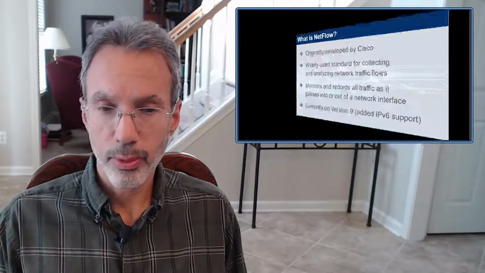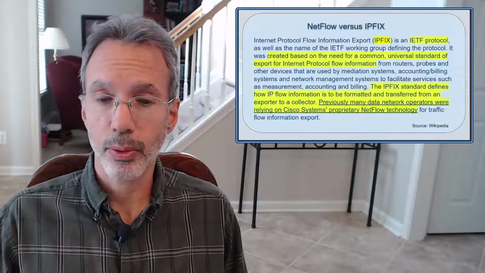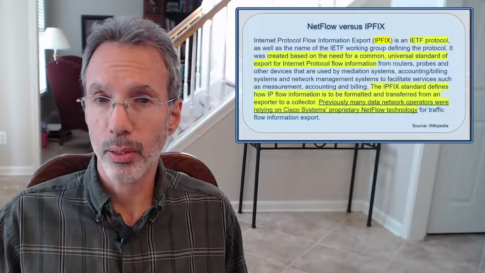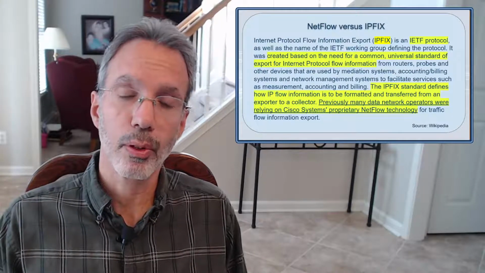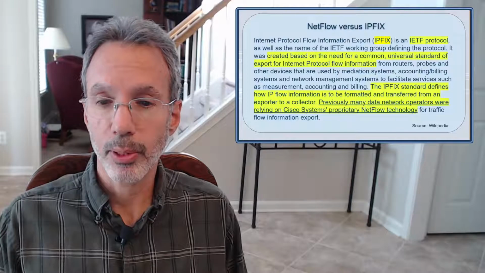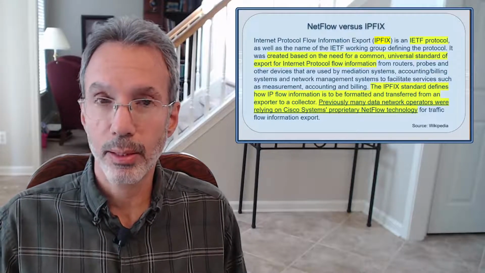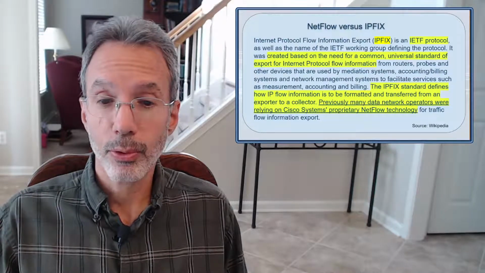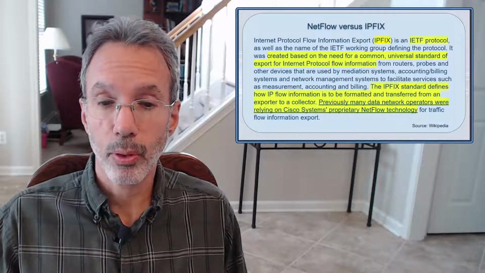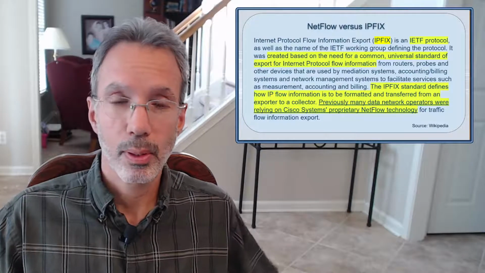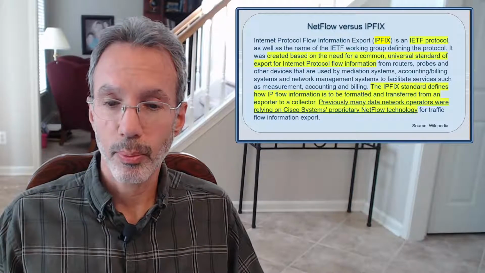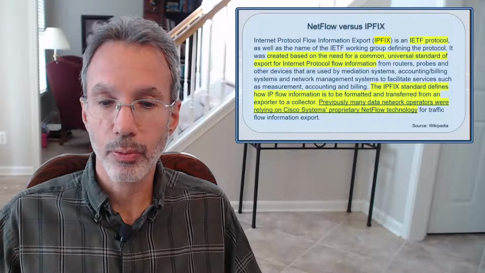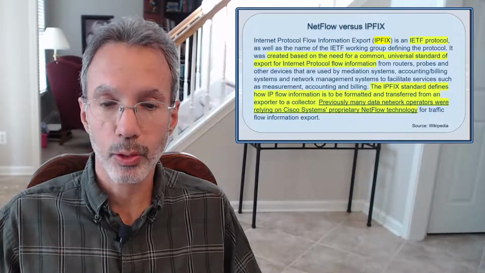And actually there's something called IPFix that you may have heard of. So what's the difference? Well, some people are calling IPFix NetFlow version 10. Basically, NetFlow was developed by Cisco, but IPFix is something that was developed by the IETF. So it's an IETF protocol, as you can see here, created based on the need for a common universal standard of export for Internet Protocol flow information. So basically they were looking at more of a standard, not something that was proprietary. The IPFix standard defines how IP flow information is to be formatted and transferred from an exporter to a collector.